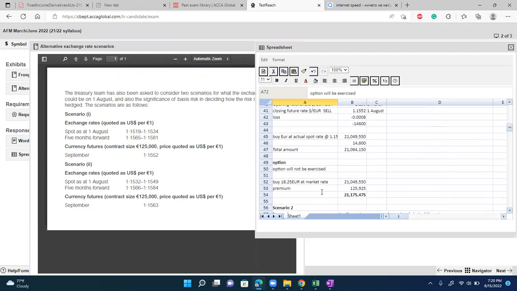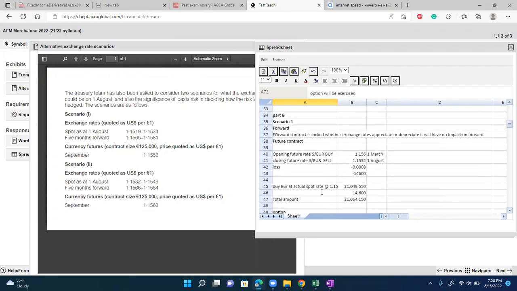So let's learn why there is no difference in a forward contract, whether the currency appreciates or depreciates. There is no impact on the forward because in a forward you lock your position. Now your question should be, sir, in futures we also lock our position, but in futures we face basis risk. Remember what basis risk is, guys?